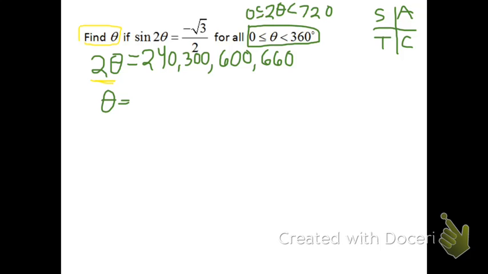So 240 divided by 2 is 120. 300 divided by 2 is 150. 600 divided by 2 is 300. And 660 divided by 2 is 330.